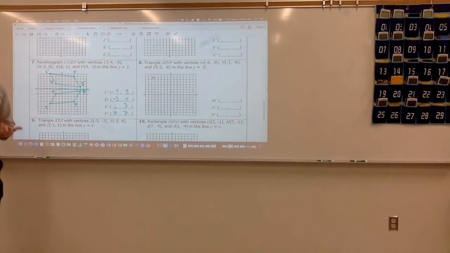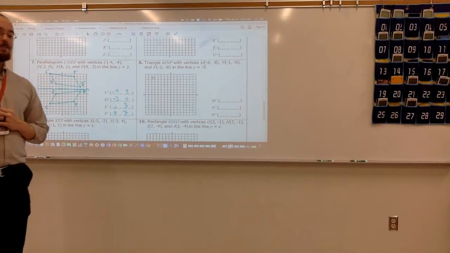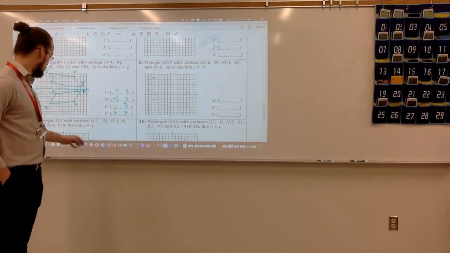Plot our 3 points and reflect in the line y equals -5.